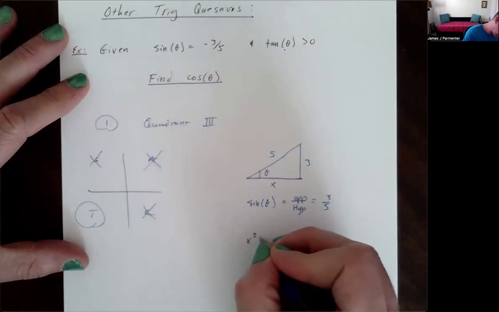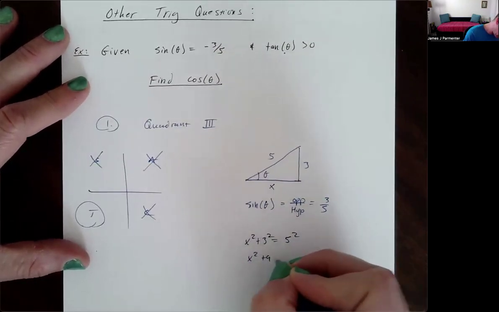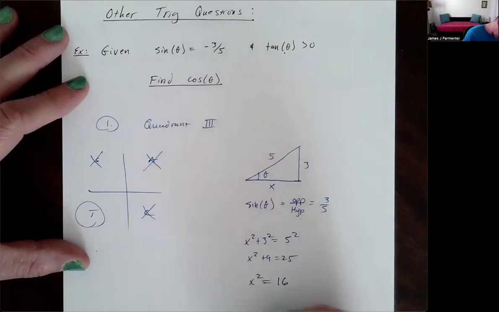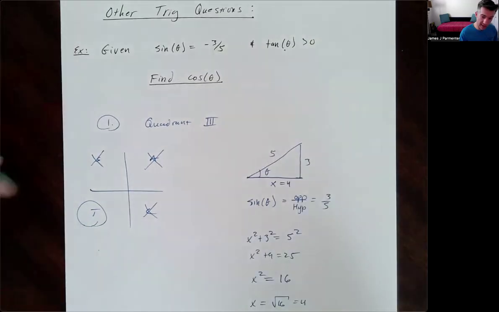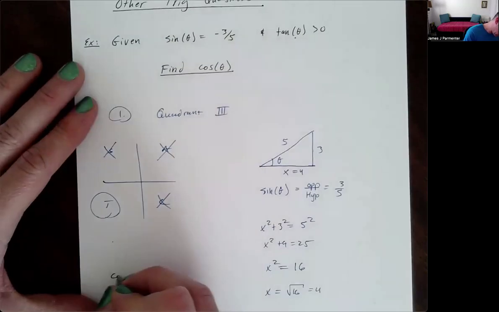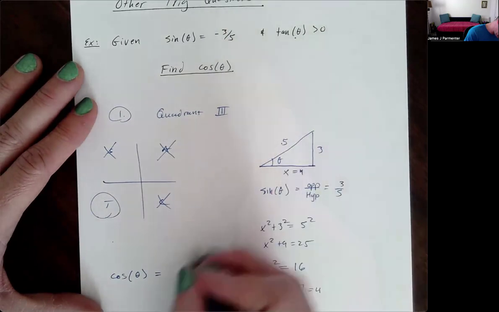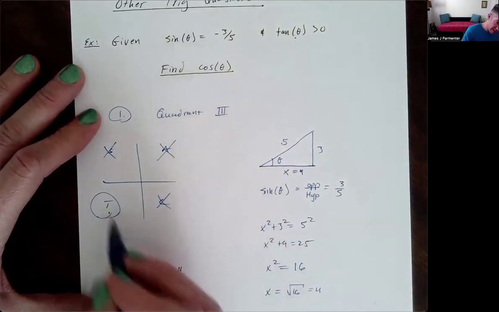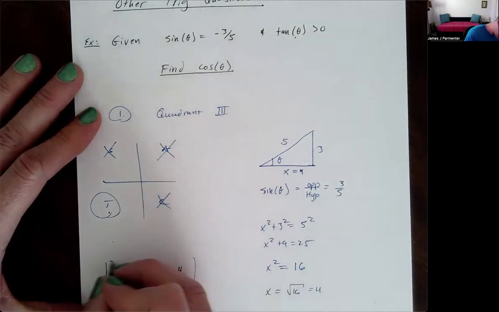So x squared plus 3 squared equals 5 squared. X squared plus 9 equals 25. X squared equals 25 minus 9, which is 16. X equals the square root of 16, which is 4. So this side is 4. So I'm going to find cosine of theta by using the triangle. So it's going to be adjacent over hypotenuse, which is 4 over 5. And then we know, since we're in quadrant 3, cosine of theta has to be negative. That's what we're looking for.